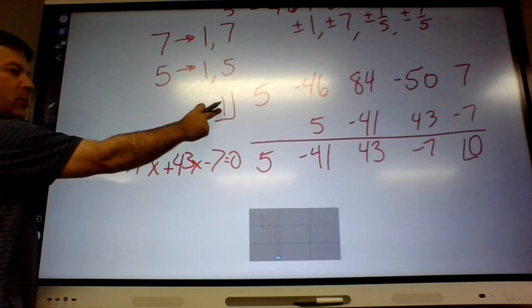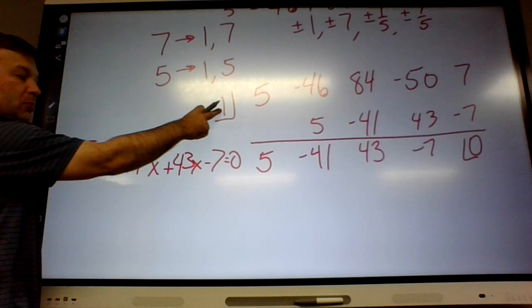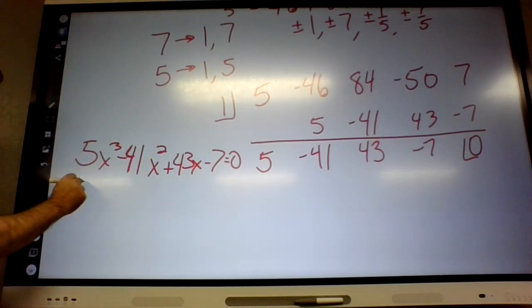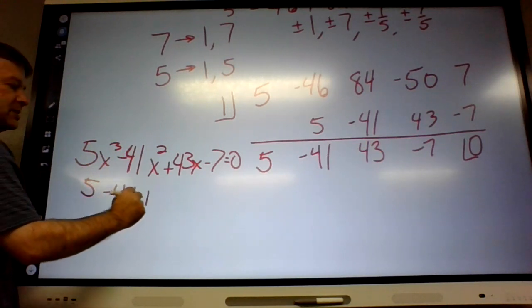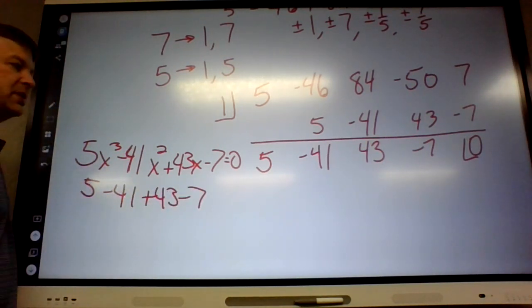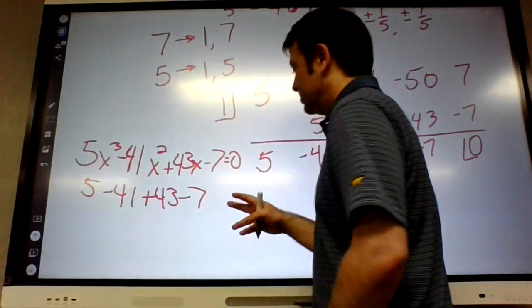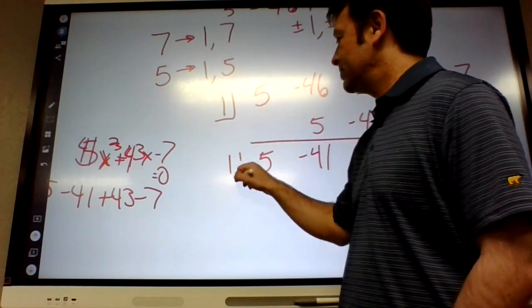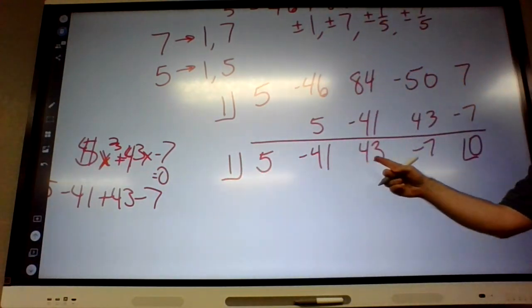Here's the other thing though. It's possible that 1 is an answer more than once. And if you plug 1 in for these, it actually does work again. So 1 is a double root. So I'm going to take the 1 out again from this.